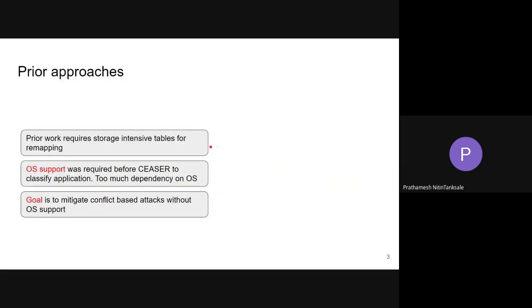So what are the prior approaches for this randomization kind of thing? There were some papers which looked at operating system support based techniques, which maintain intensive tables for the remapping of the cache blocks, and there was too much dependency on the operating system, which is not fine, because it gives control to the OS over whether a particular application is an attacker or a victim, which is very difficult. So the accuracy is very low here. And the goal of the paper is to mitigate the conflict based attacks without any operating system support. So this is the base which we are looking at.